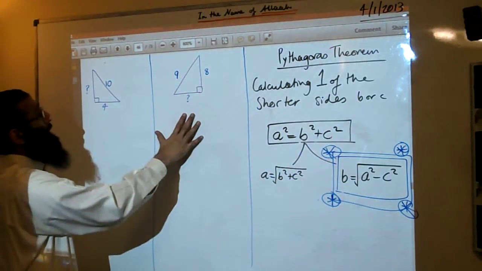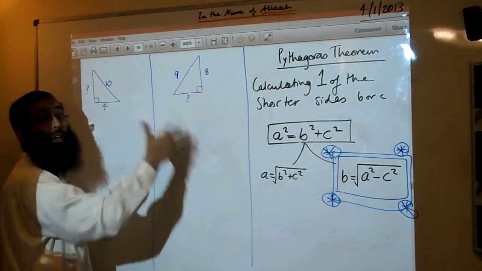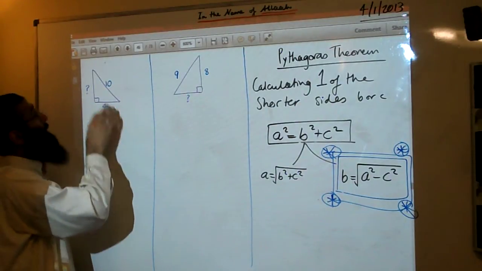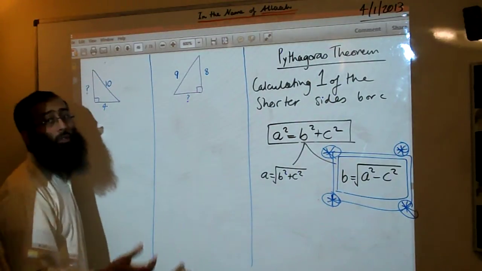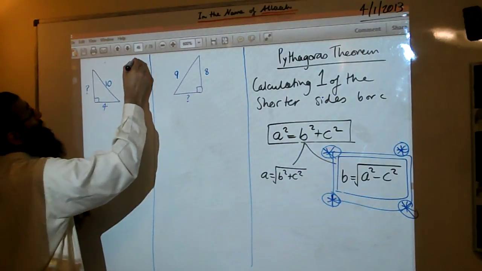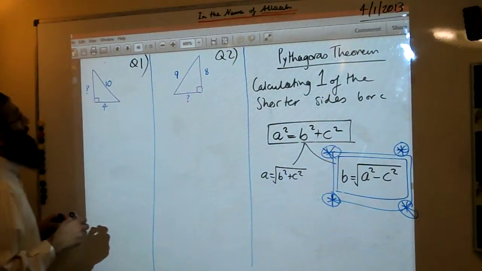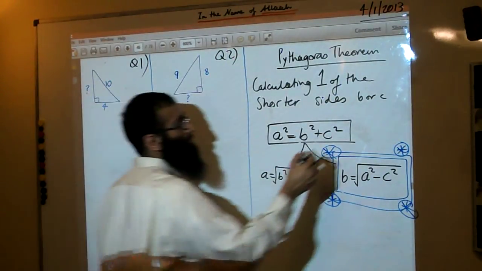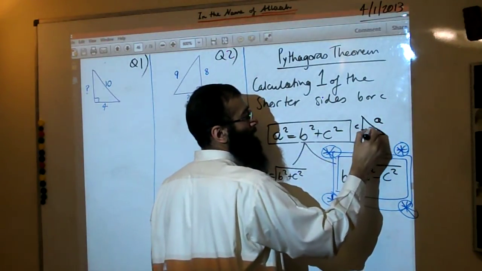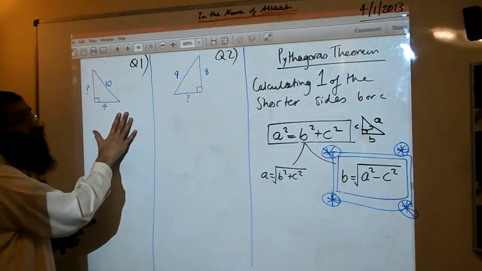So we've got two questions here where we've been given the hypotenuse. We're not working out the hypotenuse; we've been given the hypotenuse and one of the other shorter sides, and we've got to work out the remaining shorter side. So let's have a look at these two questions. Right, here we go. We're looking at right angle triangle question number 1.